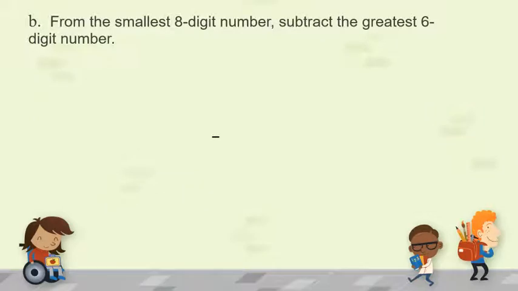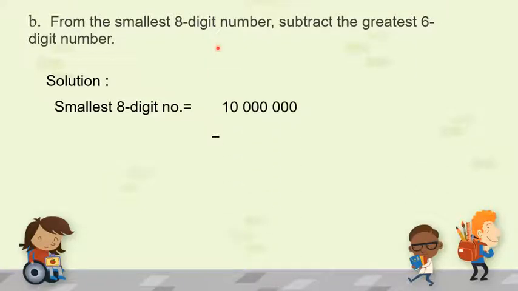So let's solve its part B. Its B part is: from the smallest 8-digit number, subtract the greatest 6-digit number. So here the smallest 8-digit number. First of all, you will write the smallest 8-digit number. And for writing the smallest 8-digit number, you must know that you will simply write 1 and then 7 zeros will be there. And you must know that the smallest 8-digit number is 10 millions.